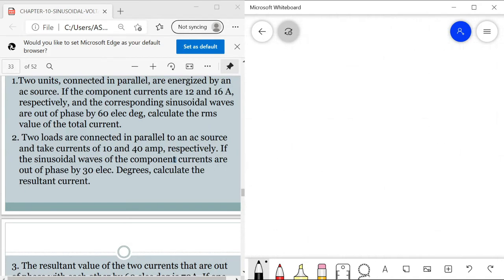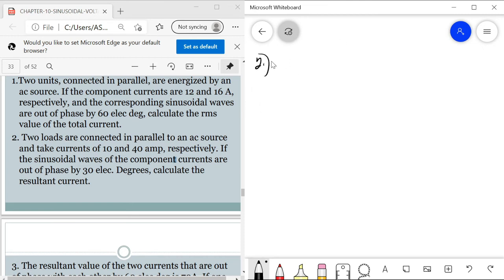Let's try number 2. Two loads are connected in parallel to an AC source and take current of 10 amperes and 40 amperes respectively. If the sinusoidal waves of the component currents are out of phase by 30 electrical degrees, calculate the resultant current. So, this is the same procedure in number 1. Try muna natin yung short method.